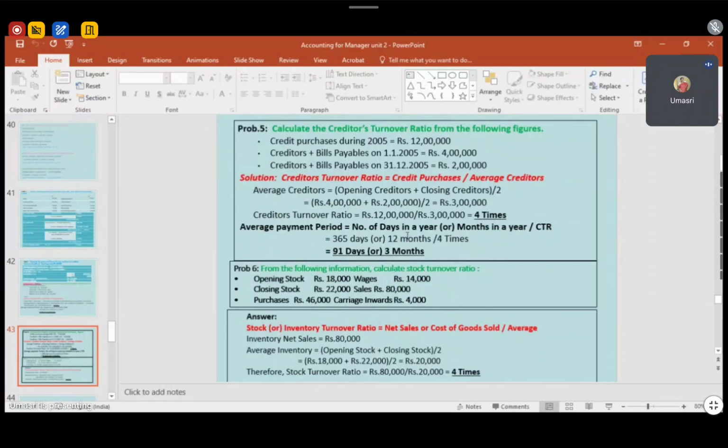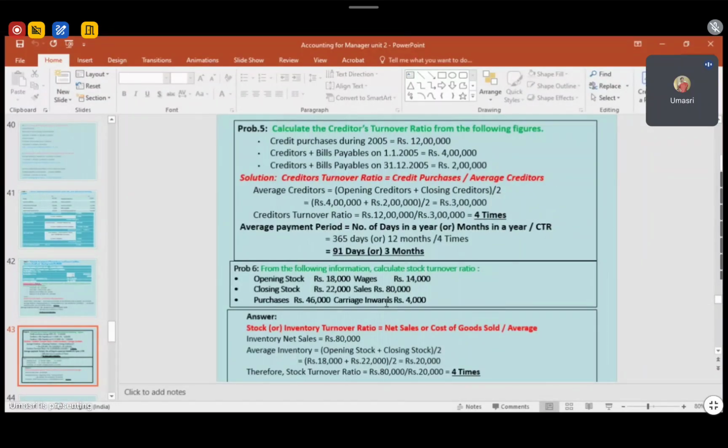Right? So what is the cost of goods sold means what? Total sales minus gross profit is the cost of goods sold, right? Sales is given 80,000. If you are taking sales, 80,000 you can take. Or if you are taking cost of goods sold, average stock is opening stock plus closing stock divided by 2, so 20,000, 4 times. So if gross profit is given, sales minus gross profit is cost of goods sold. Here gross profit is not given.